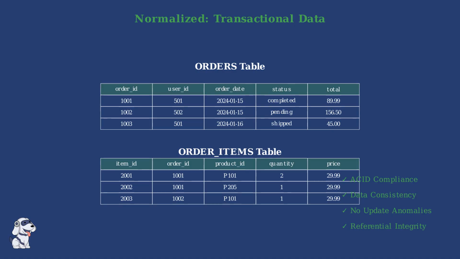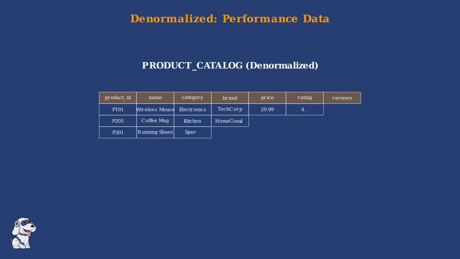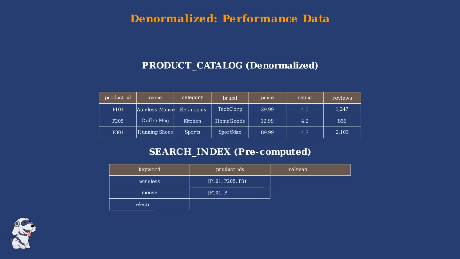In the denormalized section, product catalogs embed all necessary attributes for fast retrieval. Search indexes are pre-computed with relevance scores, and recommendation data is stored redundantly to minimize query time during user interactions.